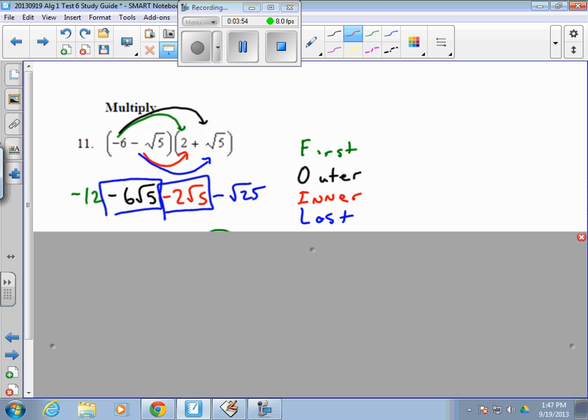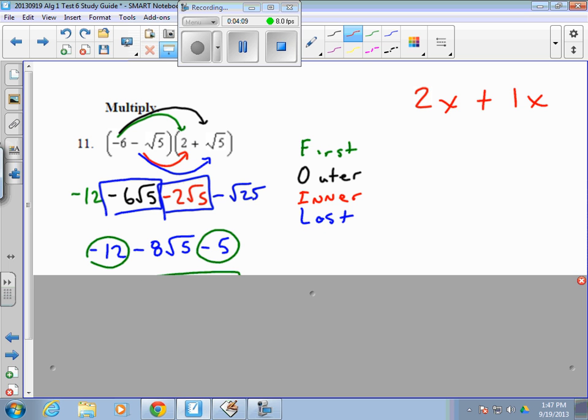Like terms act the same as if you were doing 2x plus 1x. They have the exact same variable raised to the exact same exponent. Square roots act the same way. They have the exact same square root 5 here. So we can put negative 6 and negative 2 together and get negative 8 times the square root of 5.